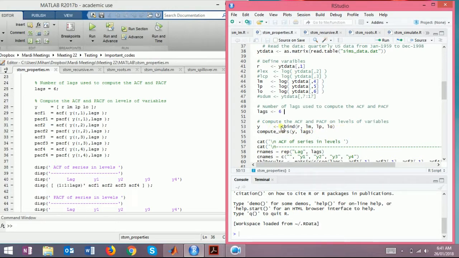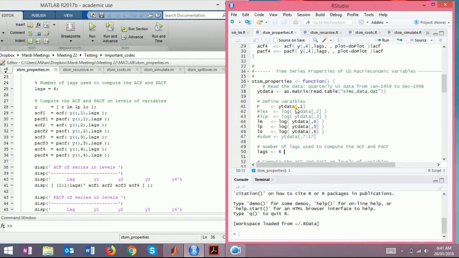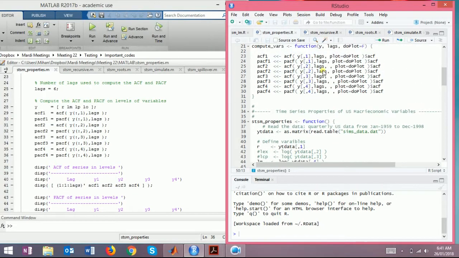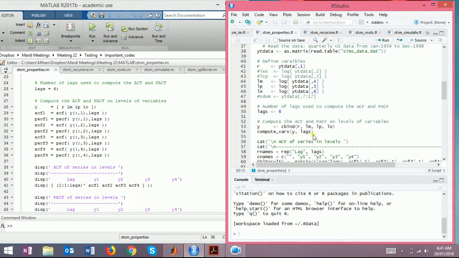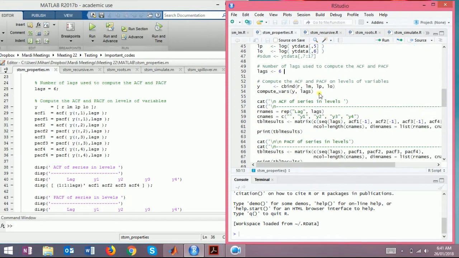of variables by first we combine them, then we compute var. We call this function compute var with y lags, and there you go, this is computed.